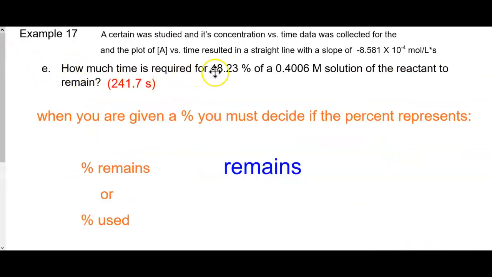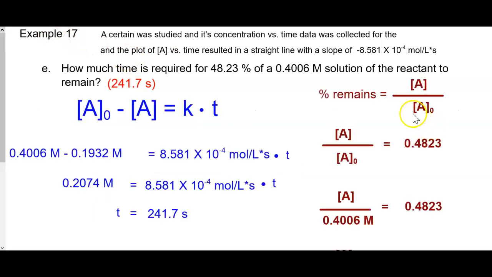17E, how much time is required for 48.23% of a 0.4006 molar solution of a reactant to remain? So we have to decide, when we're given a percent, is it representing a percent remains or a percent used? It actually says the word remains, so it's easy to know it's remains. Therefore, we do not need to subtract from 100. We're already at percent remains. We know percent remains equals A over A naught.